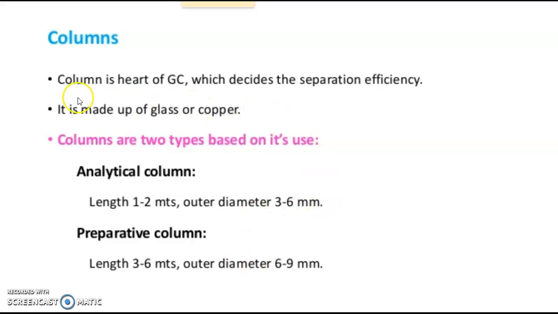Next one is the columns. The column is the heart of gas chromatography, which decides the separation efficiency.